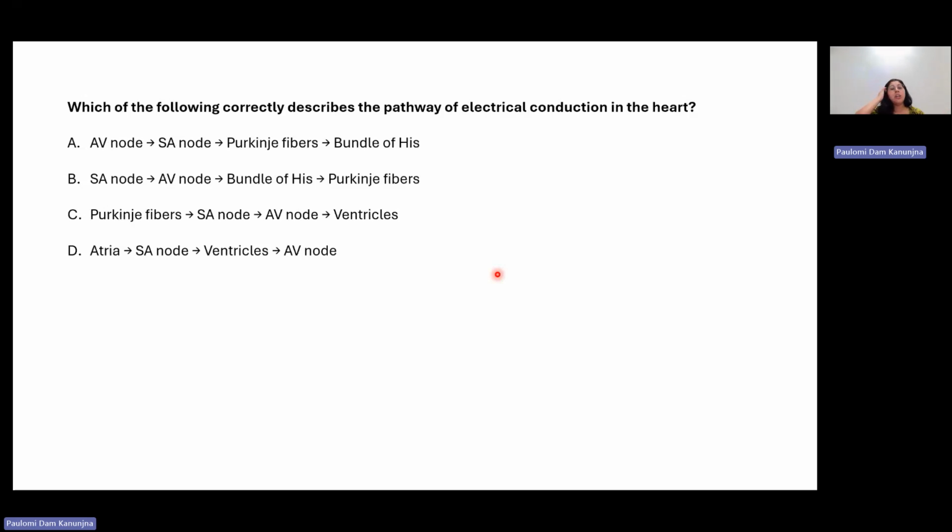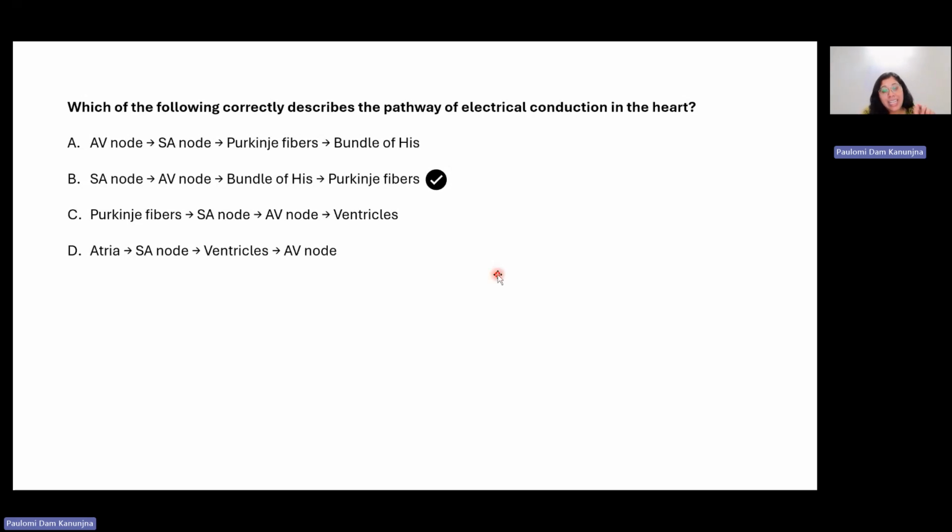Okay, this is a very interesting question. It tells you the correct pathway of electrical conduction in the heart. So remember what we discussed. Where does it begin and where does it go next? Right. Your electrical impulse begins at the SA node, so it initiates the impulse. From the SA node, the impulse spreads through the atria and then reaches the AV node.